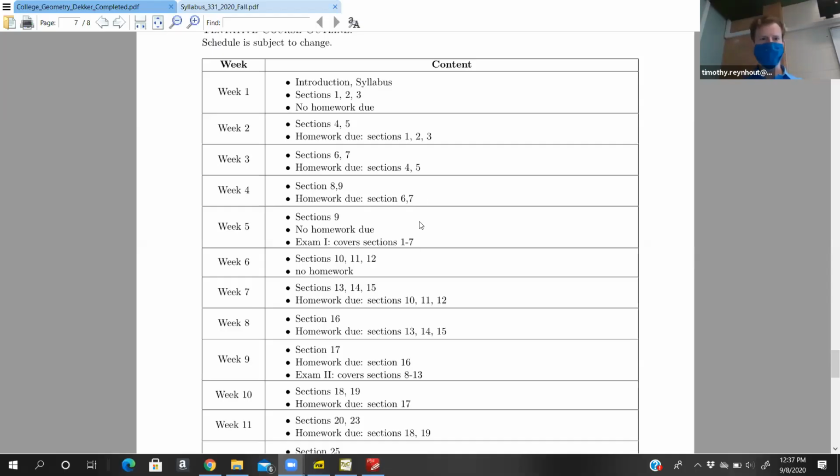Okay, so we can start off with just taking a look at where we're at for the semester and see what's coming up anyway. Okay, so we are in week 3.